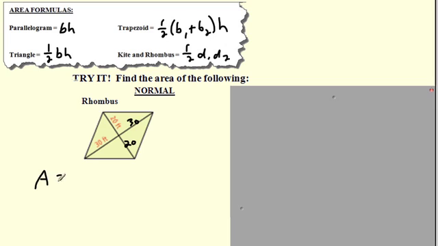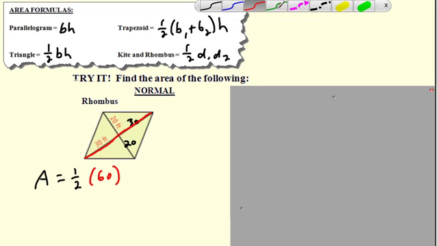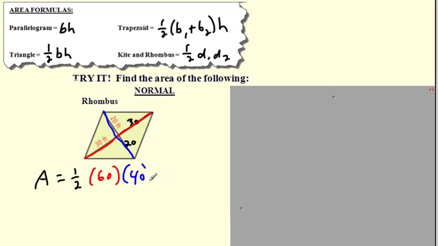Formula says what? 1/2 diagonal 1. So what is diagonal 1? Let's say this is diagonal 1, so 30 and 30 is 60. And what is diagonal 2? It's this one, 20 and 20. So I kind of had to fill in those missing parts to make sure I got it. But there it is. And then multiply this out.